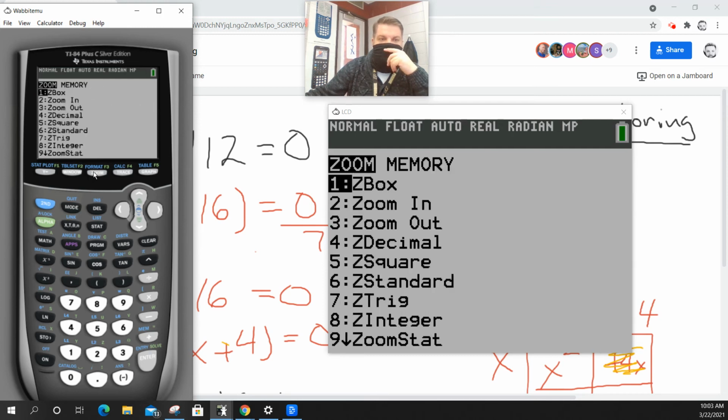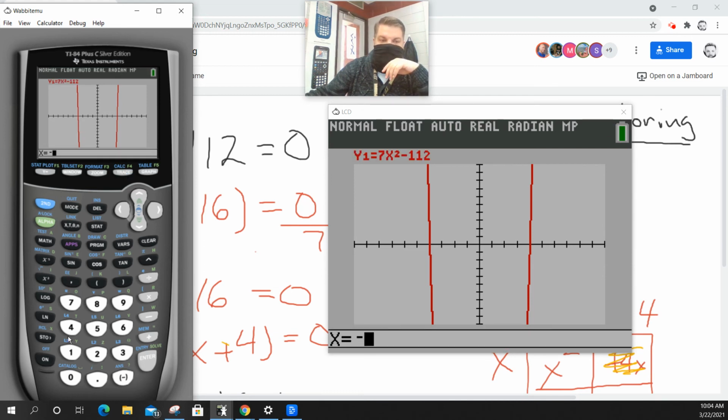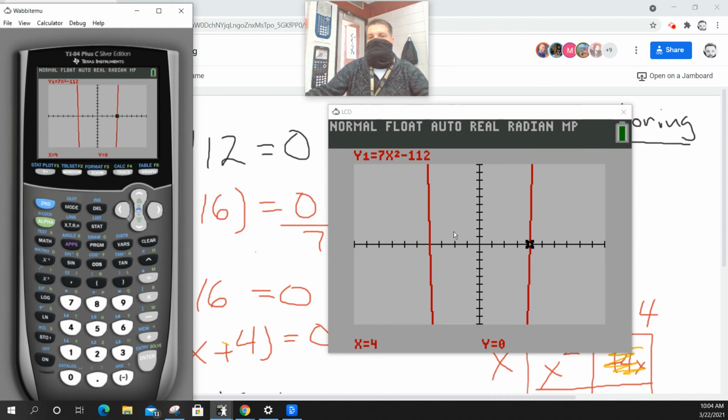I'm going to go for zoom. I'm just going to do a standard fit because it's between 4 and negative 4. I won't see the whole graph, but I will definitely see where it crosses the x-axis. Remember, standard fit goes from negative 10 to positive 10 on both the x and y-axis. If I hit trace and I enter in negative 4, look where it crosses, 0. If I hit positive 4, look where it crosses, 0. So I got the right answer. Okay.